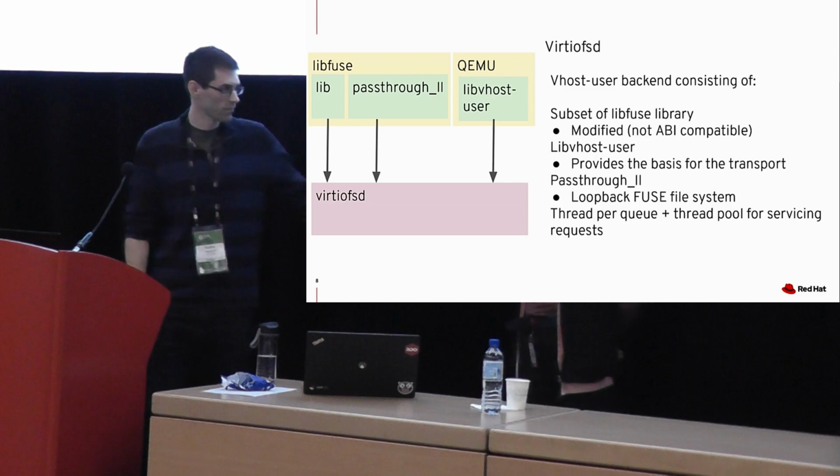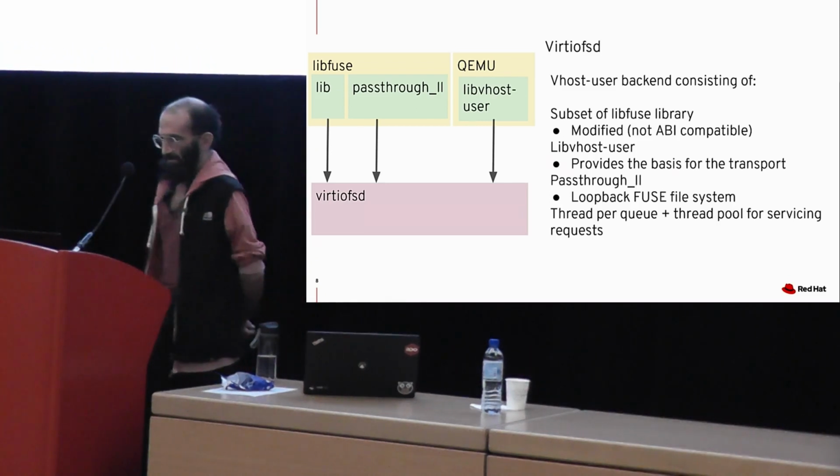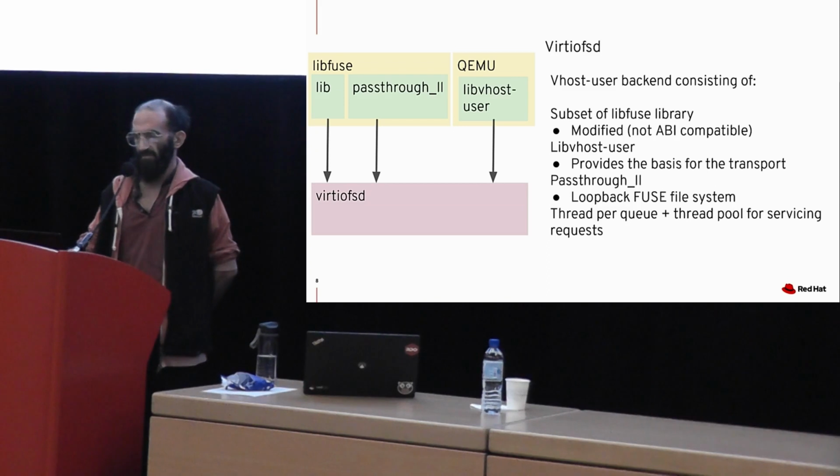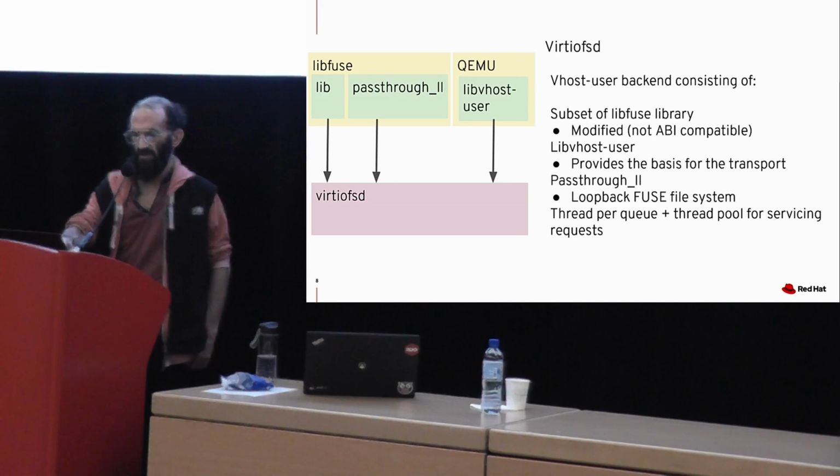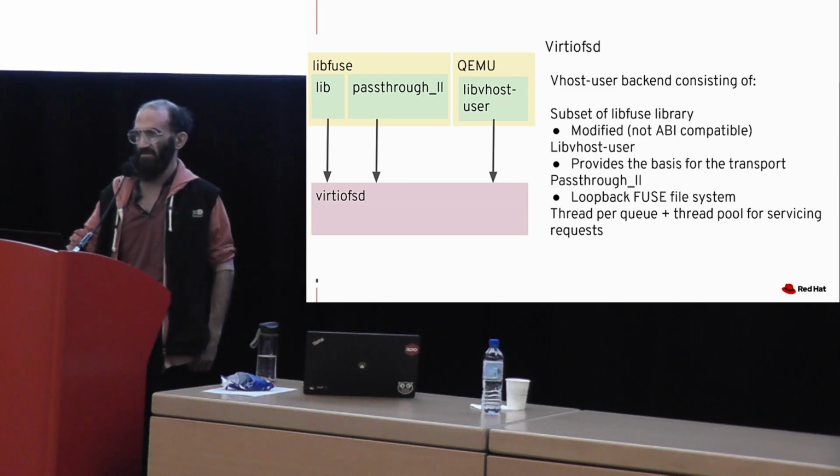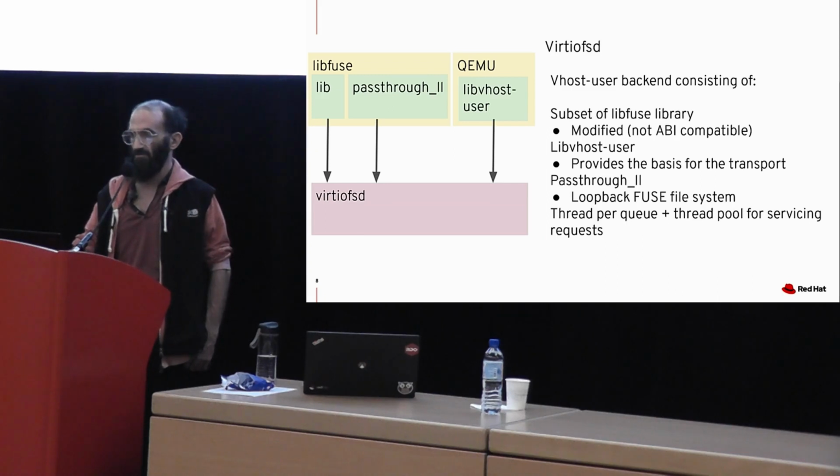Okay. David? Thanks. For our implementation of the daemon, we started with two existing parts. We started with libfuse's library, which provides the code for pulling apart and building Fuse messages and interpreting them. And then it provides that to an abstract interface of a file system. And again, from libfuse's distribution, we took the pass-through LL example file system, which provides a backend pretty much straight through to a POSIX backend.